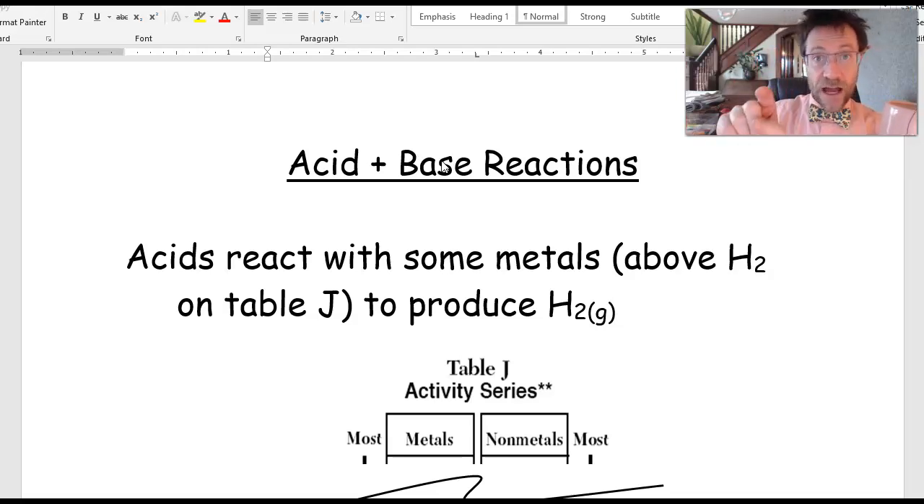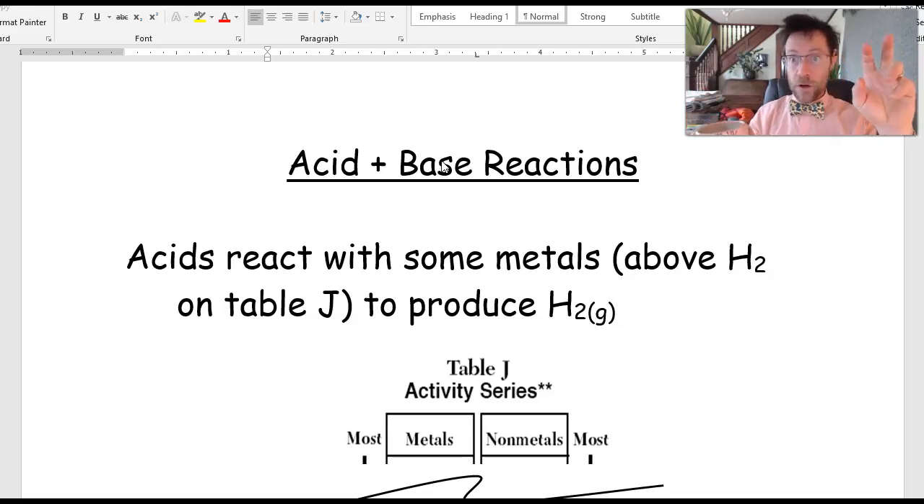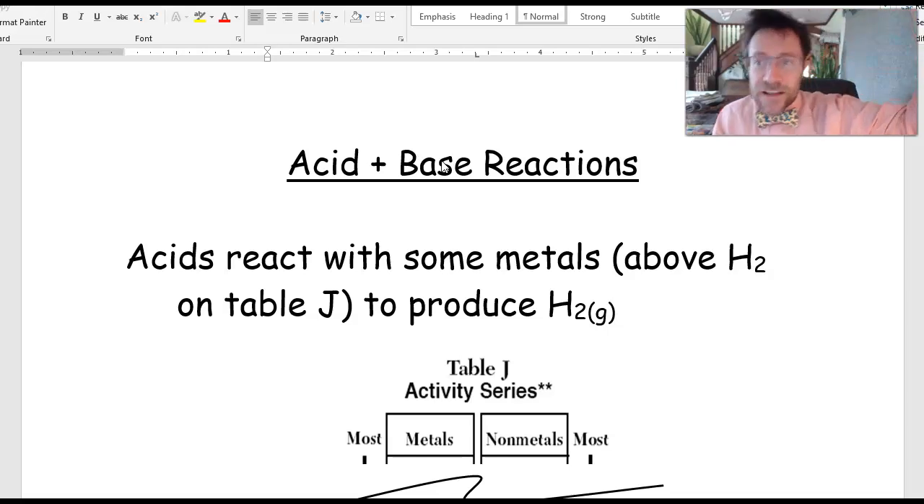Diatomic acids are a hydrogen and a nonmetal. Hydro, whatever, end it with ic. Bam, done. And then the complicated one is if you have a hydrogen bonded to a polyatomic ion. All you have to do is take the name of the polyatomic ion and change the ending: ate to ic, ite to ous. You just change ate to ic and change ite to ous.